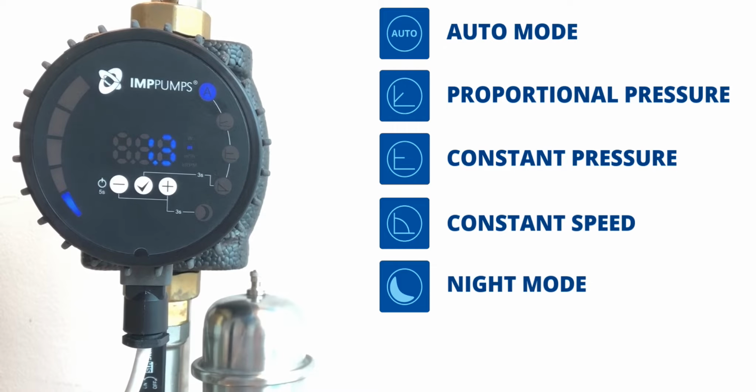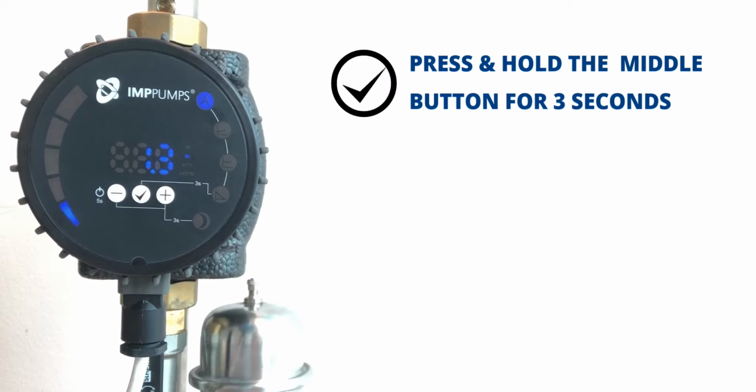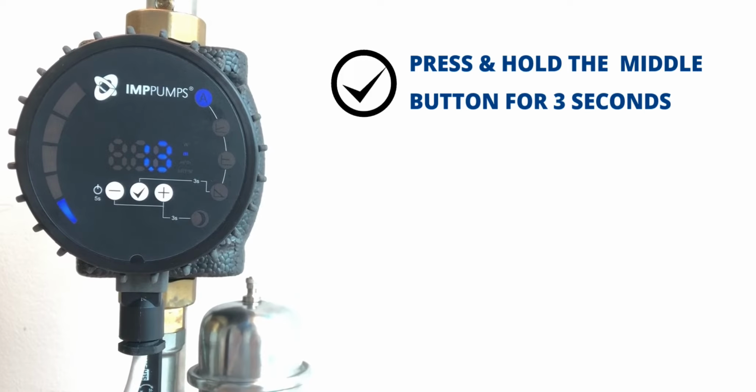Pump lovers, today I'll show you some display functions. You can choose between 5 different modes. To enter each mode, all you have to do is press the middle button for 3 seconds.